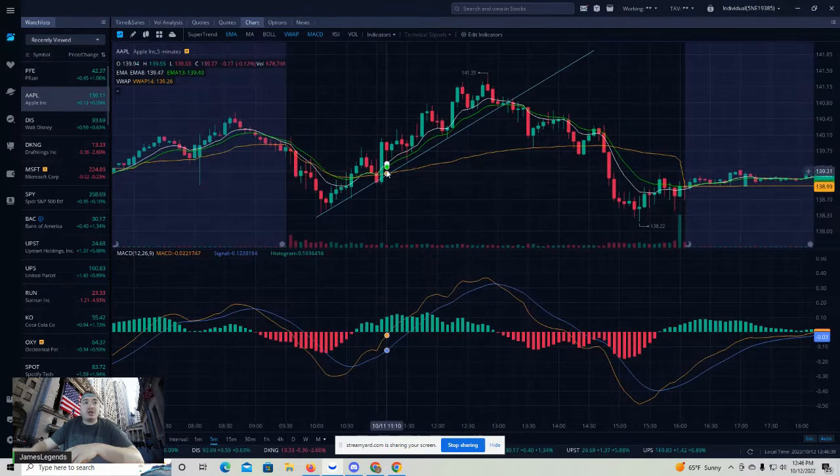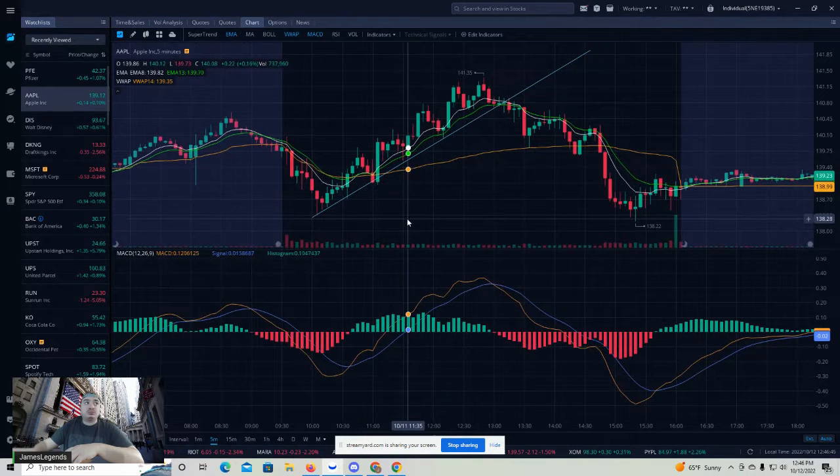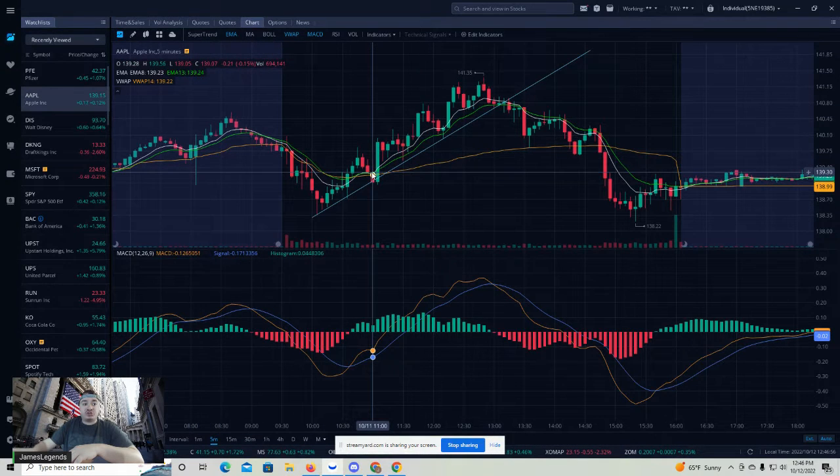Whereas right here would be your confirmed good entry on calls or a long position. That is how I use my EMA 8 and EMA 13. I also use other indicators from the exponential moving averages, such as the EMA 50 and the EMA 200. These will generally show me where the resistance or support is.